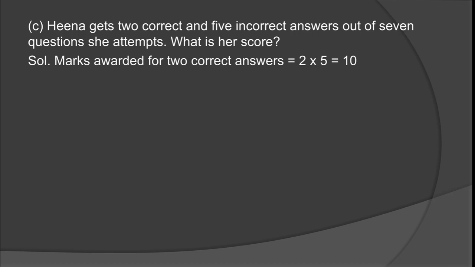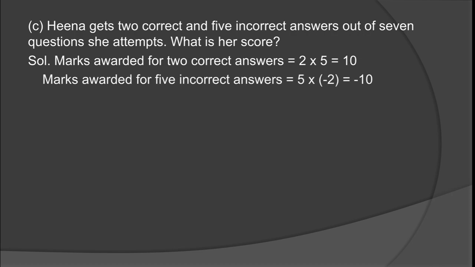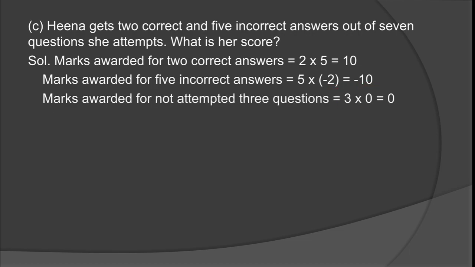Marks awarded for 2 correct answers can be written as 2 into 5, which comes out to be 10, and marks awarded for 5 incorrect answers is equal to 5 into minus 2, which comes out to be minus 10. And again the marks awarded for not attempted questions, which is 3, is equal to 3 into 0 is equal to 0. So the total score of Hina is equal to 10 plus minus 10 plus 0, which comes out to be 0. It means that Hina scored 0 marks in the test.